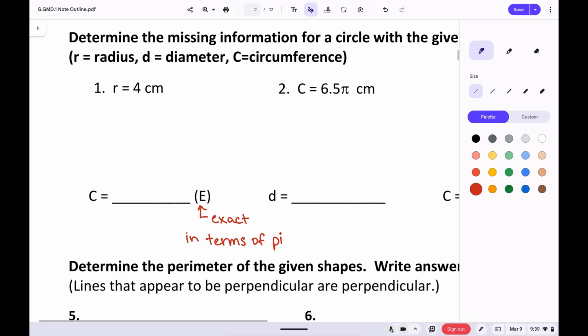So for this one, because I have my radius, I would use the formula 2 pi r, and I would plug in 4 for r. Now remember, I don't want to operate with pi, which means I just need to multiply my numbers. What's 2 times 4? 8. So my answer here would be 8 and then pi.